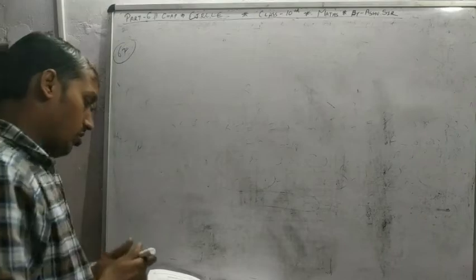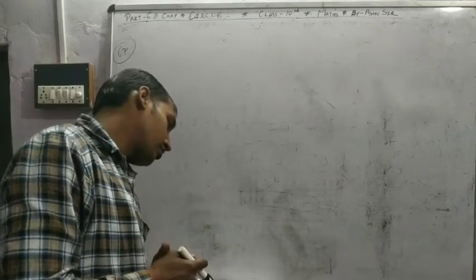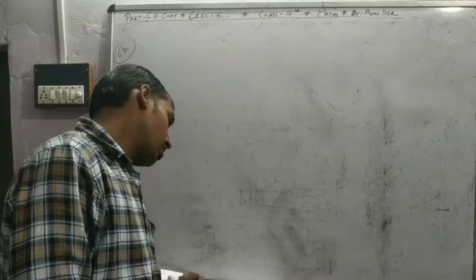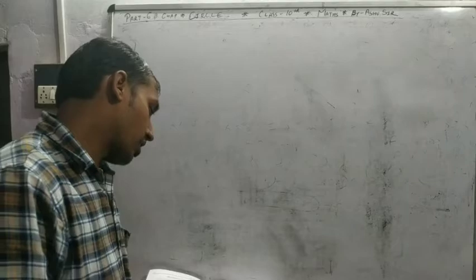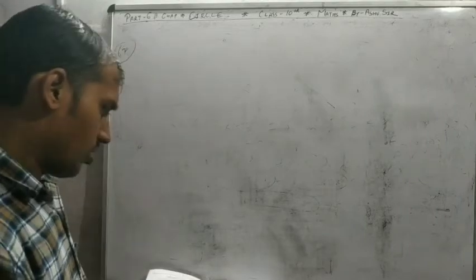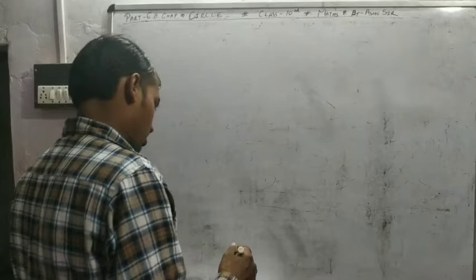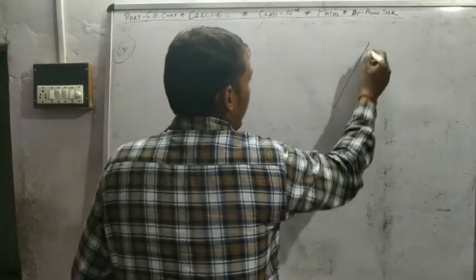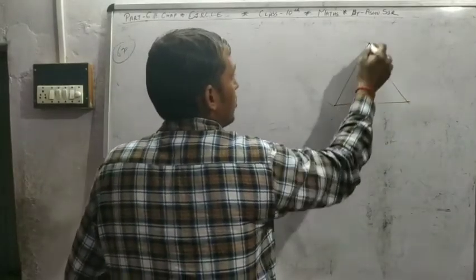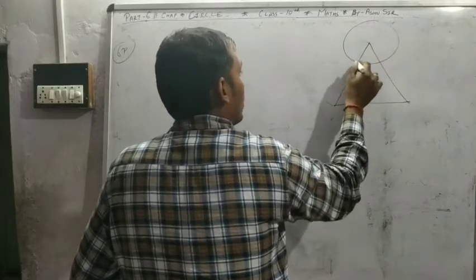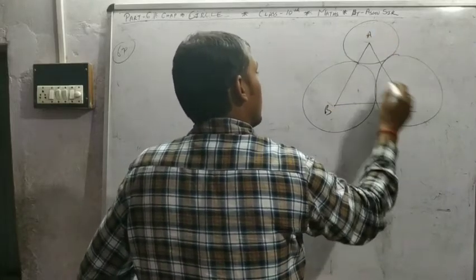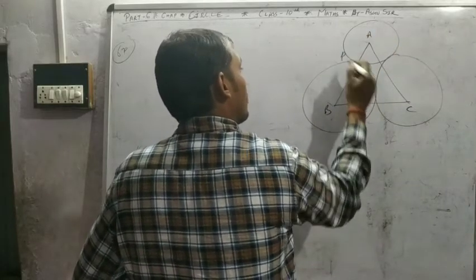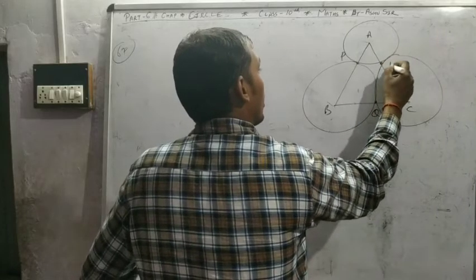One more good question, starting from your side. In the joining figure, three circles with centers A, B, C touch each other externally. If AB is 5, BC is 7 and CA is 6 cm, find the radius of the circle with center A. We can find all the radii. Means a triangle, centers A, B and C. Suppose they touch at P, Q and R.